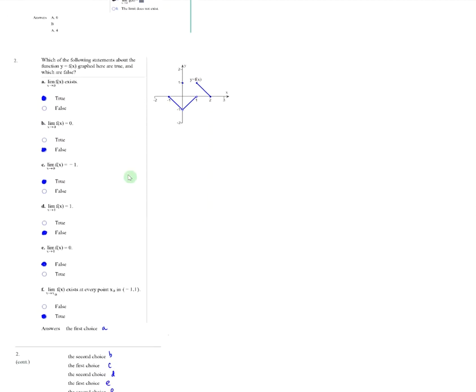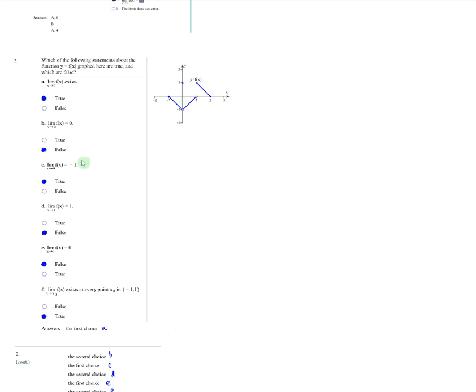All right, let's look at number 2. Which of the following statements are true and which are false? So here's our function. The limit as x approaches 0 exists. As x goes to 0, the function on either the left or the right is ending up at the same point. So that's true. The limit as x approaches 0 of f of x equals 0. That would mean you would have to be ending up here.